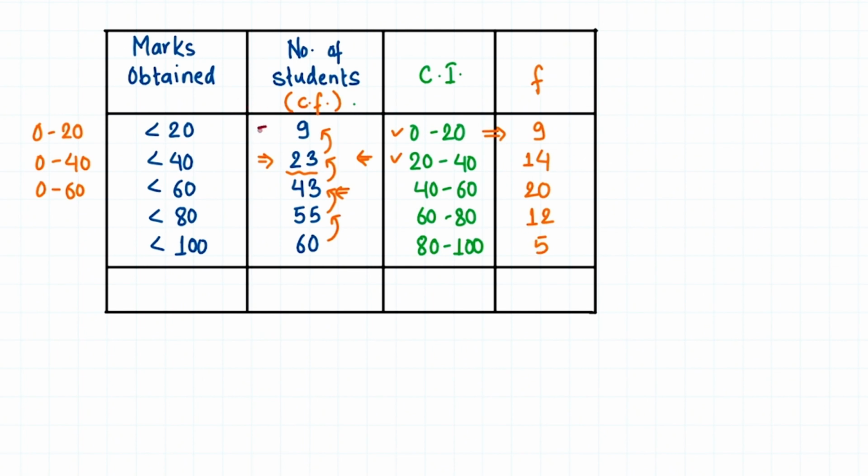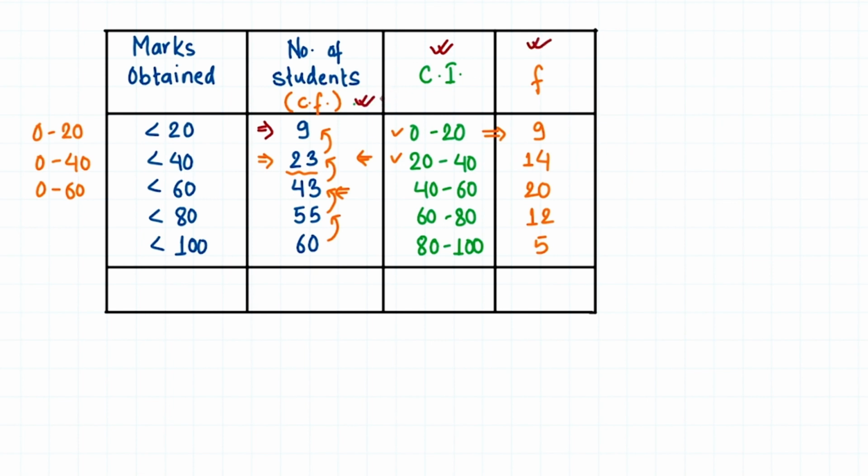So for the first one, it's pretty simple. We write the same as the cumulative frequency. For our second one, we continuously subtract these numbers, okay? So 23 minus 9 is 14, 43 minus 23 is 20, and that's how you write your frequency column. Now we have our class interval, our frequency, and our cumulative frequency.